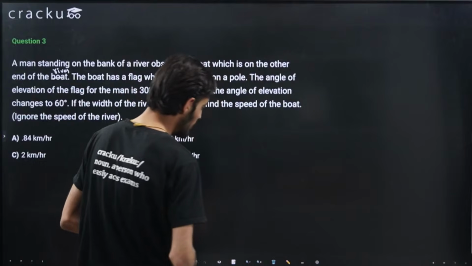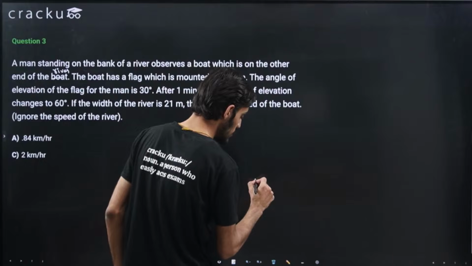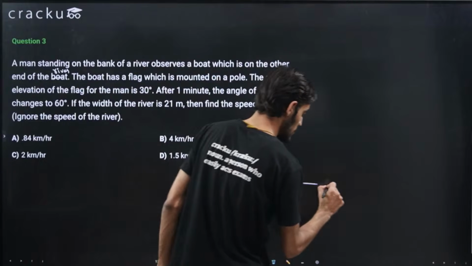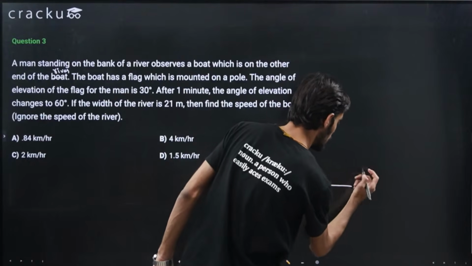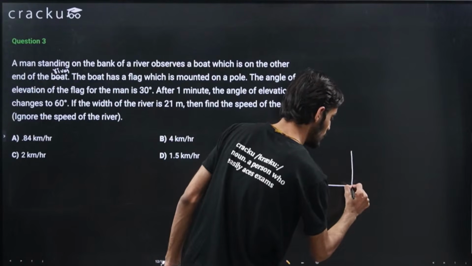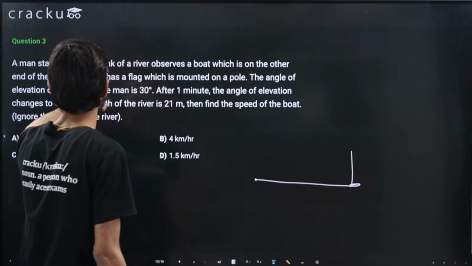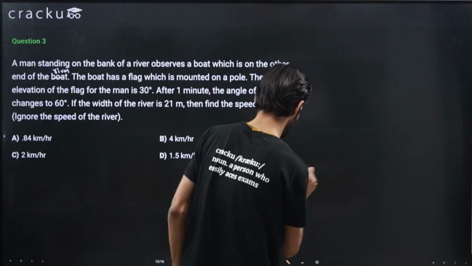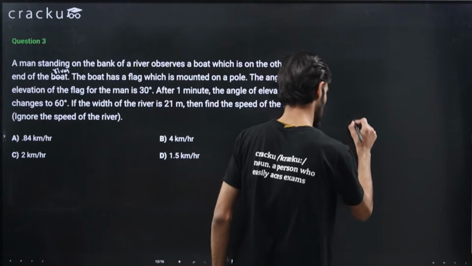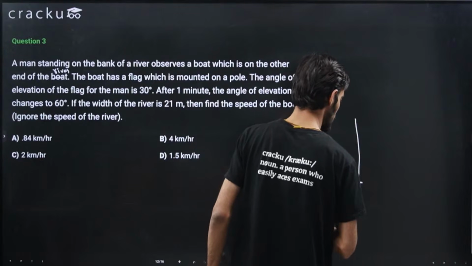Okay, let's try to make the figure for this question. Let's say the man is standing here, and here is the boat. Let's say the boat is here, and this is the flag. I should make it a bit bigger so that it is clearly visible. Let's say this is the height of the flag. Yes, somewhere is the boat.